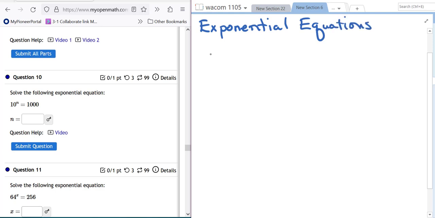And we'll just write this first one. And we have a property that says if you can make the bases the same, then you're allowed to set the exponents the same and drop the bases. So what you're going to try to do is write the bases the same.